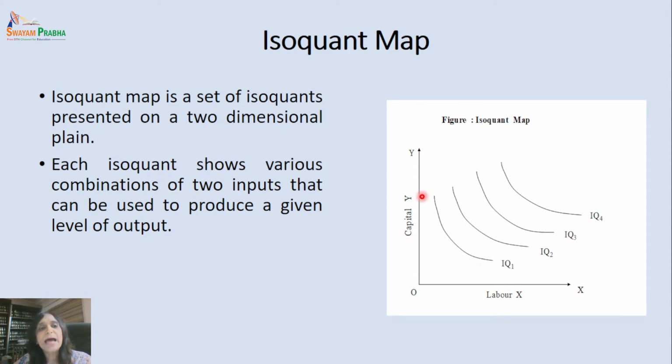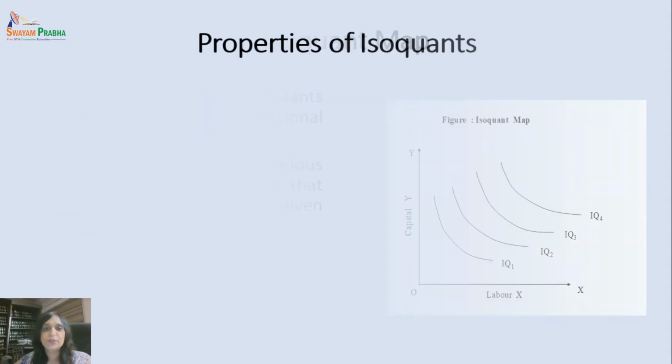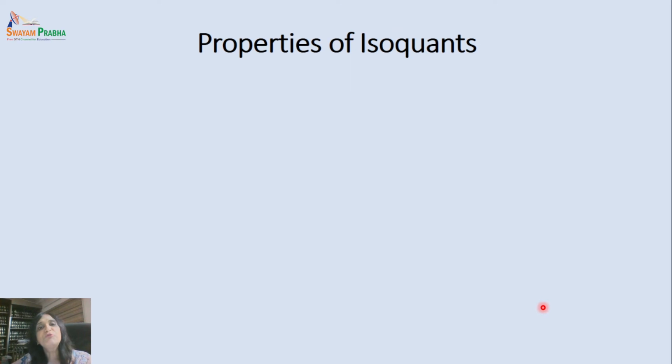So when on a two-dimensional plane we are plotting different isoquants, it is called an isoquant map. Each isoquant is showing you a fixed level of output, or a given level of output which is being produced. Now let us move to the various properties of isoquants. You will find again a lot of similarity between these properties of isoquants and the properties of the indifference curves.